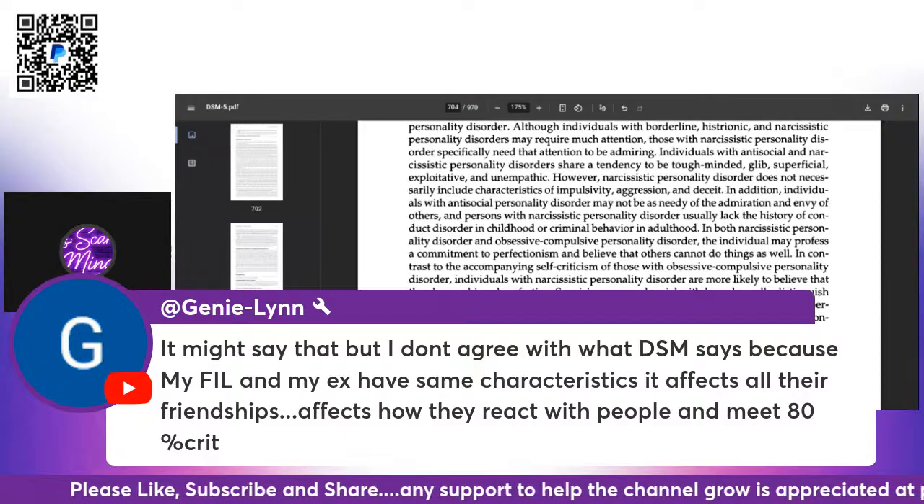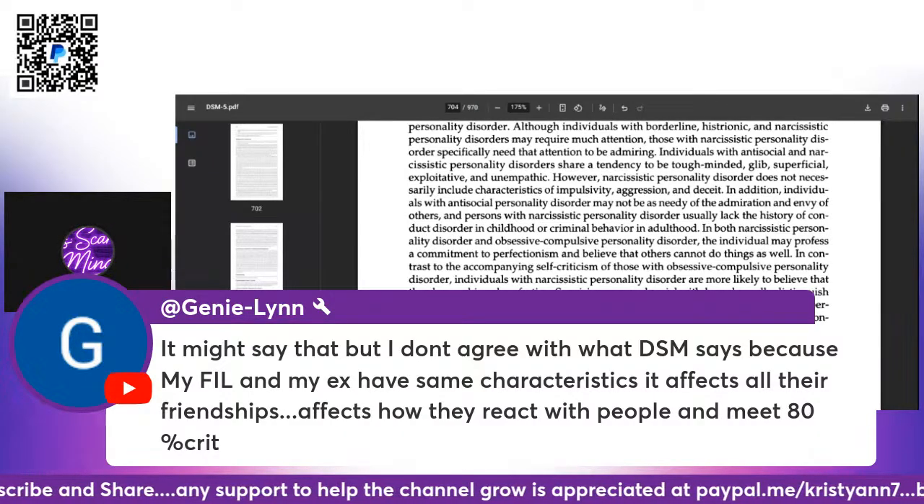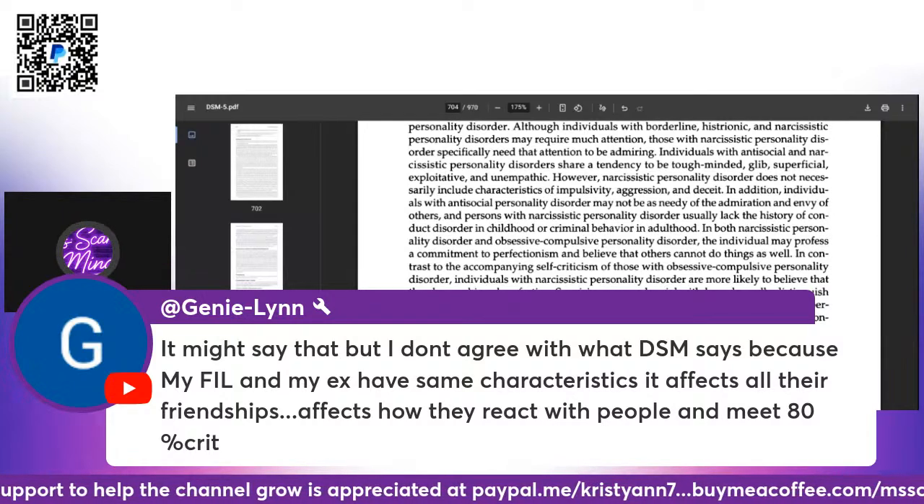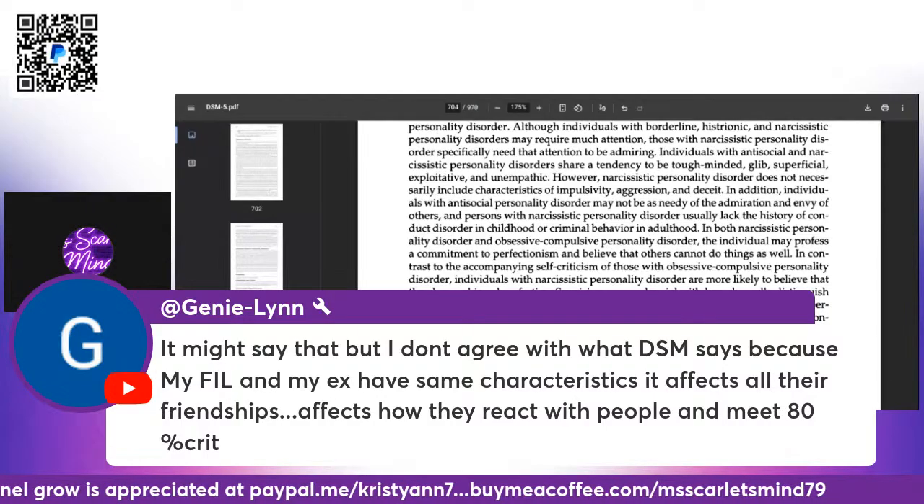Jeannie Lynn says, it might say that, but I don't agree with that DSM, because my father-in-law and my ex have the same characteristics. It affects all their friendships, affects how they react with people, and meets 80% of the time, I'm assuming.